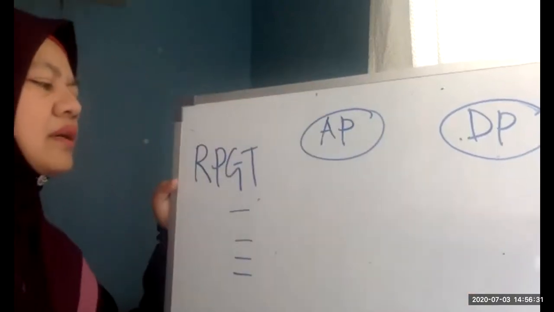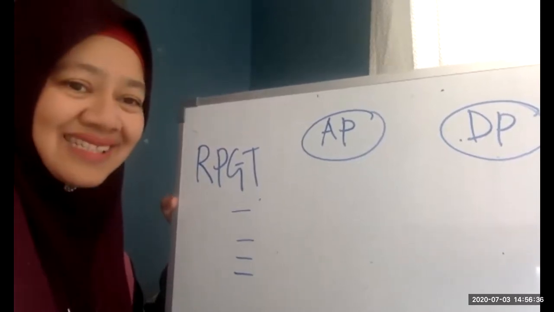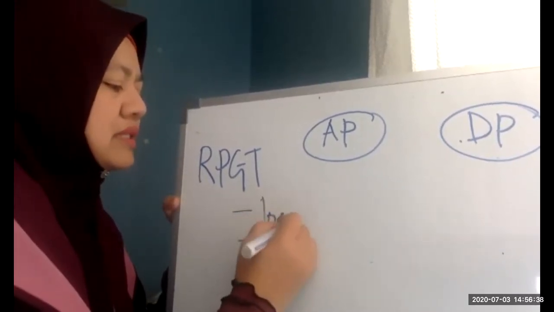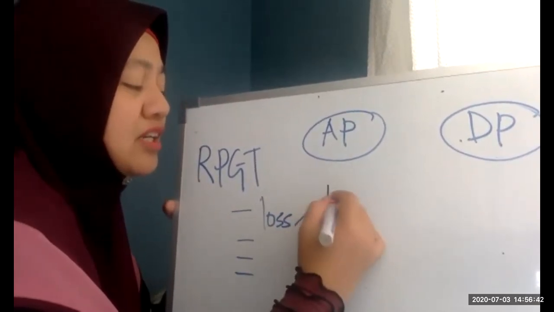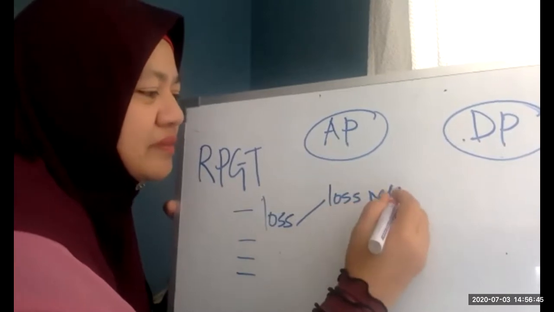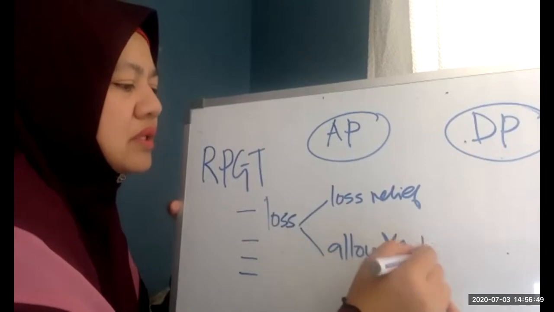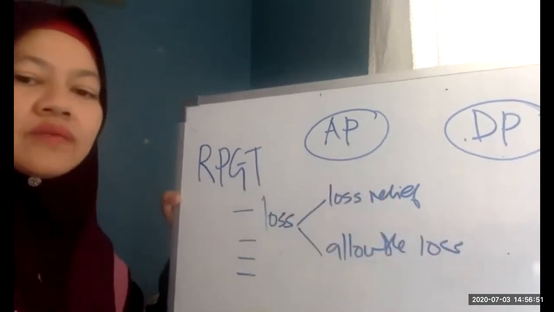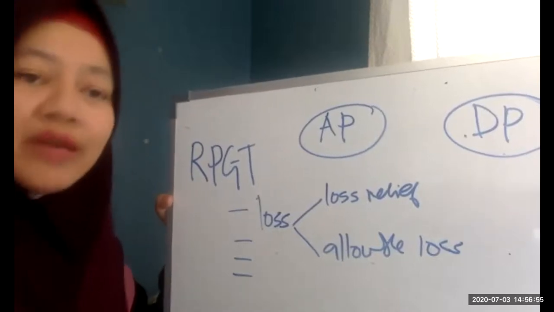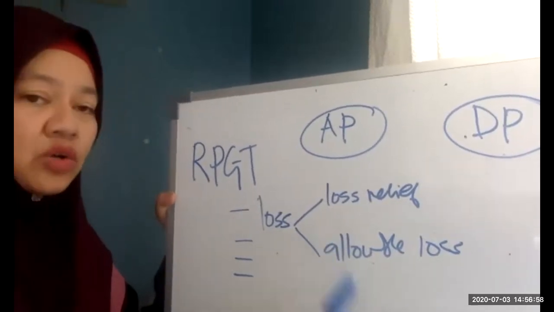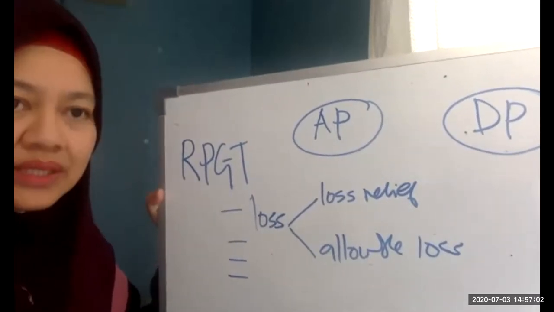Right. All right. And then, of course, you have issues of losses, right? You have two types of losses: loss relief, right? And then you also have your allowable loss. So you should know how to make use of these losses, all right? Given a question, maybe you have both loss relief and allowable loss. So you should know how to actually apply the knowledge in the tax computation, right?